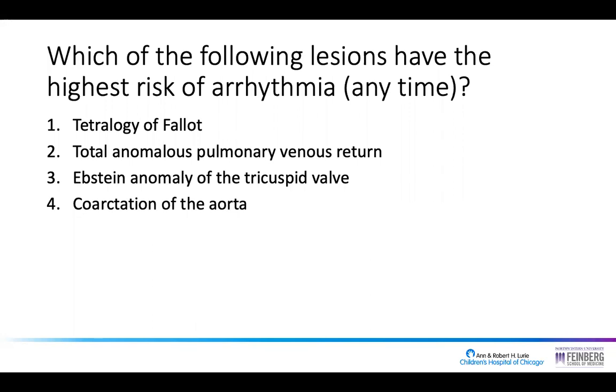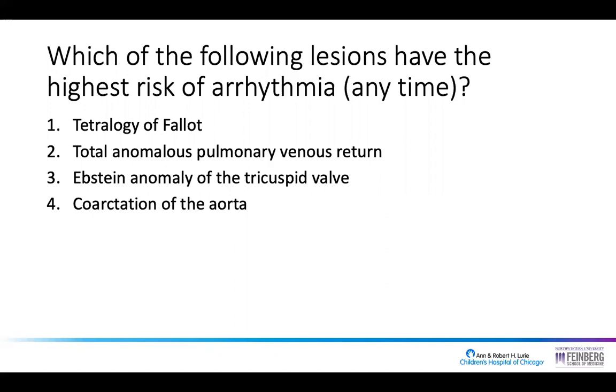So which of the following lesions have the highest risk of arrhythmia at any time? You have definitely identified the two lesions that we spent most of the time talking about. And the division is probably the one that most people would say. Epstein anomaly probably has the highest risk of all arrhythmia substrate, atrial, AV reentrant, and ventricular arrhythmias.